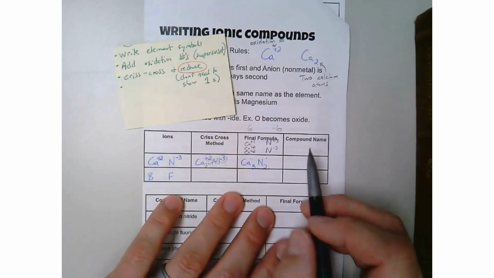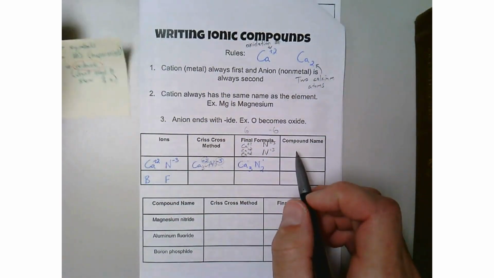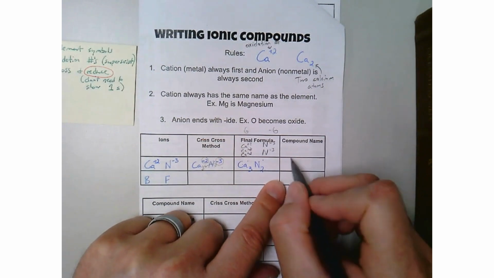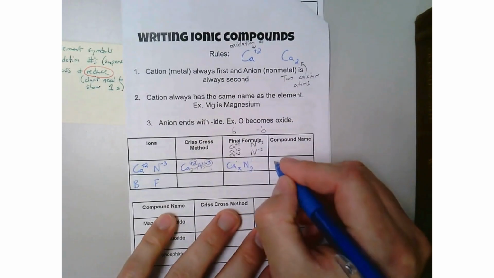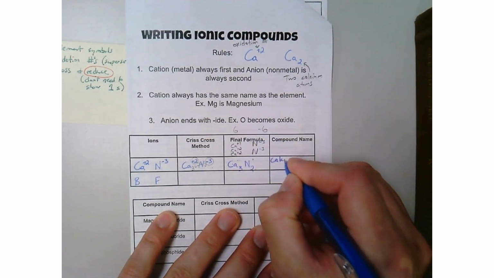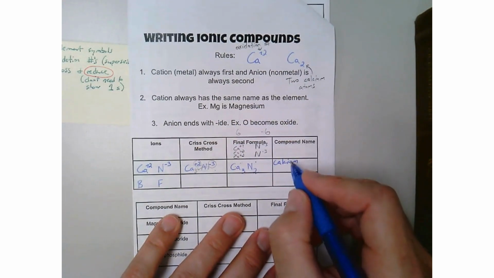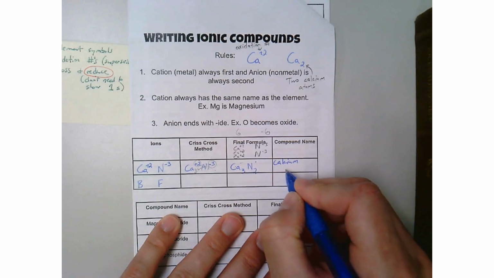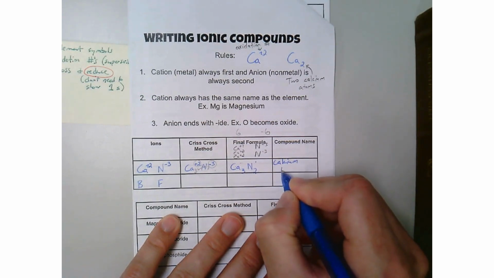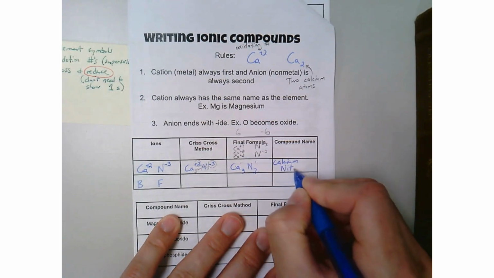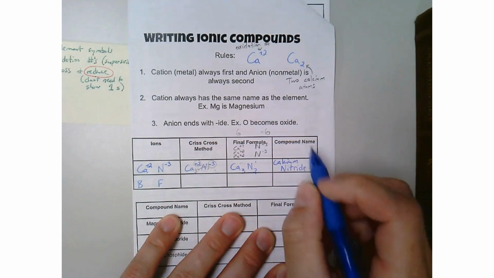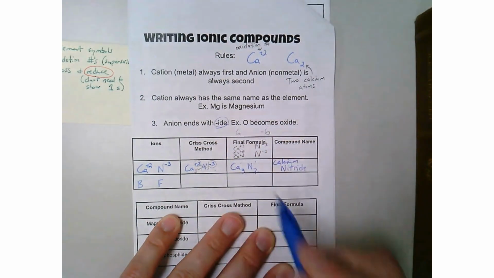So then we name the compound. The name of this compound is calcium nitride. Calcium, just like normal. That's rule 2. Write it like it is. And then for this one, nitrogen, instead of writing nitrogen, we're going to write nitride. Remember, it ends with an -ide.